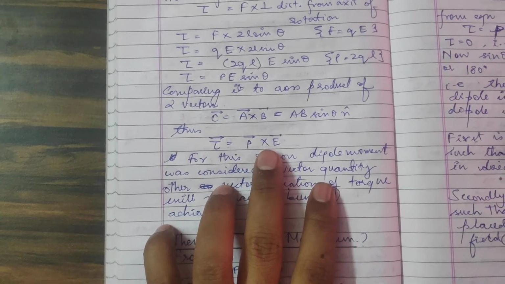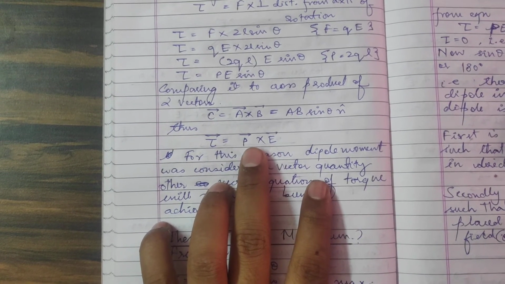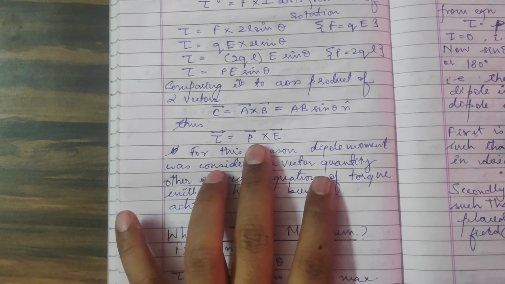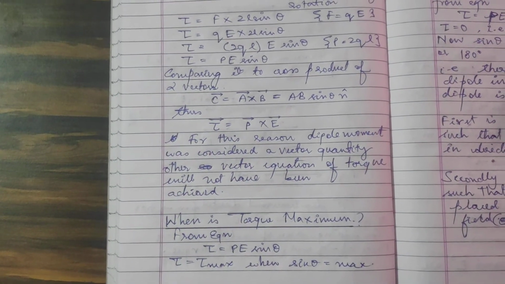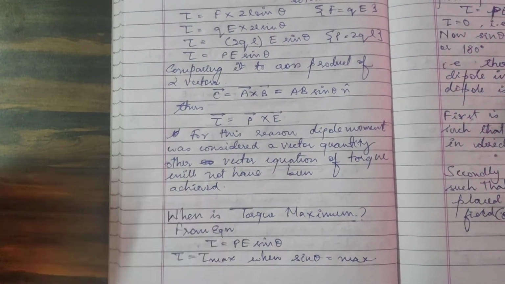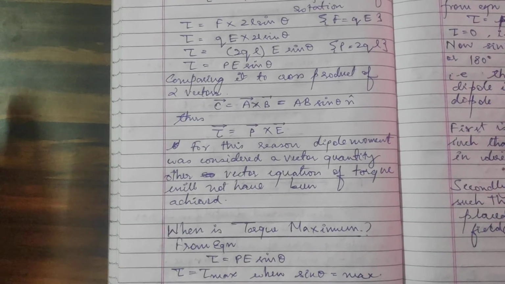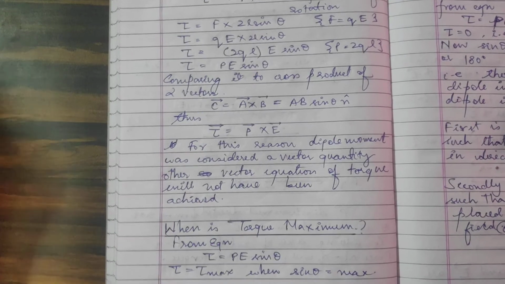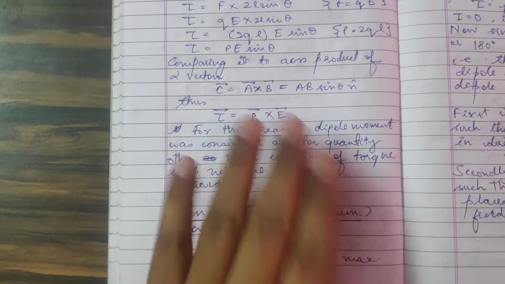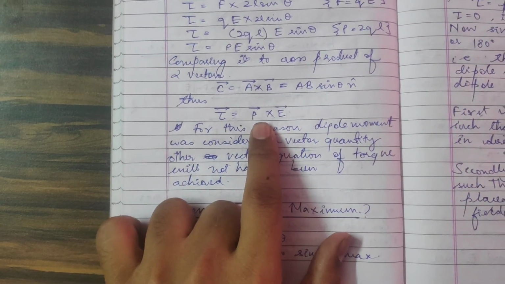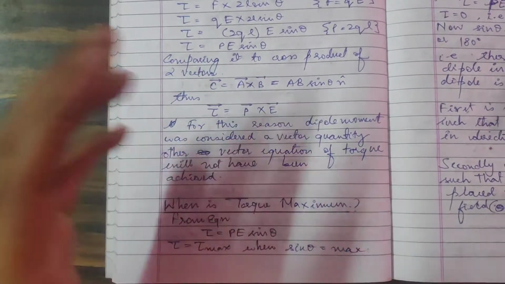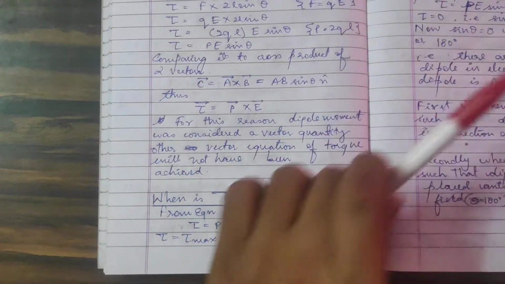That is why dipole moment is considered a vector quantity in physics. Considering dipole moment to be a vector quantity, we do not have a very strong logic behind that. We are just told that the direction of the dipole moment is from minus q to plus q, but we do not have any strong logic. So the logic comes from here. This equation. If we do not consider dipole moment to be a vector quantity, then the vector form of torque will not be derived. Why?